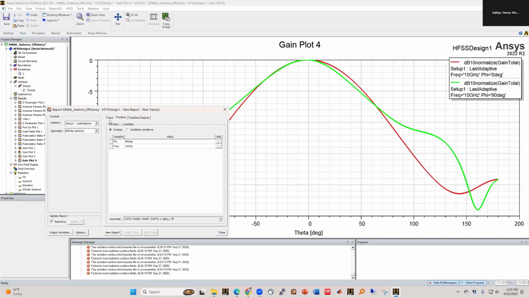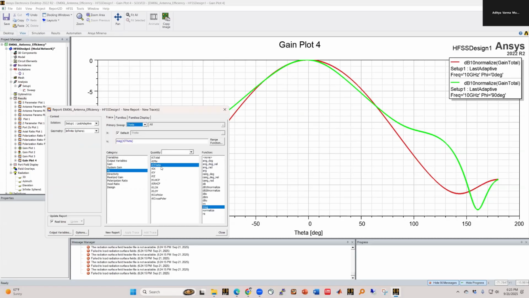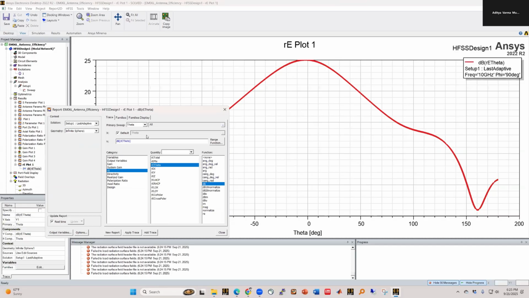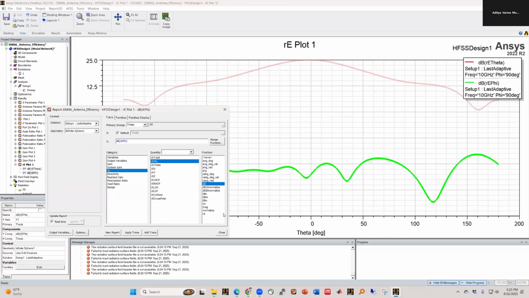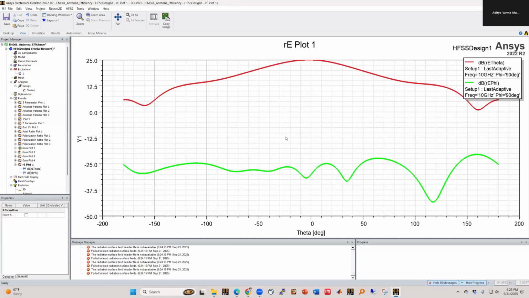This defines the E plane, right? Phi equal to 90 degrees. And we know in the E plane, E theta is the copole. So I'll plot the dB value of that. That's the copole, and E phi is the cross pole. Add trace. There you go. So you can actually do this to check which one is max, which one is small, right? E theta is very large, E phi is very small.